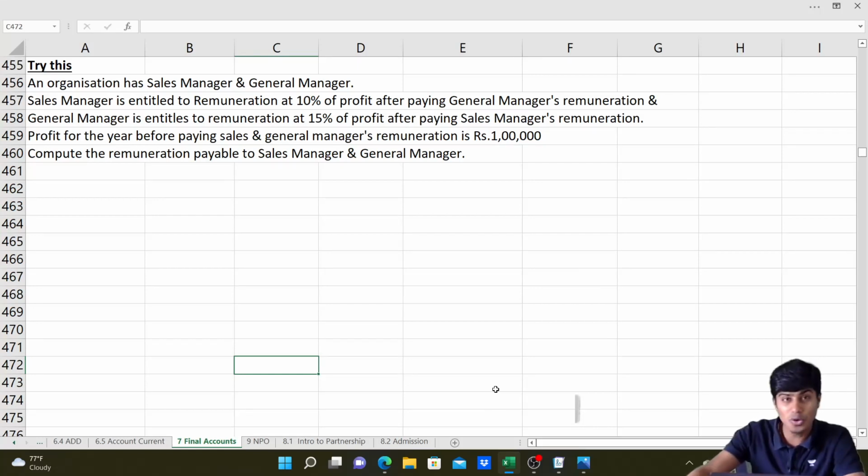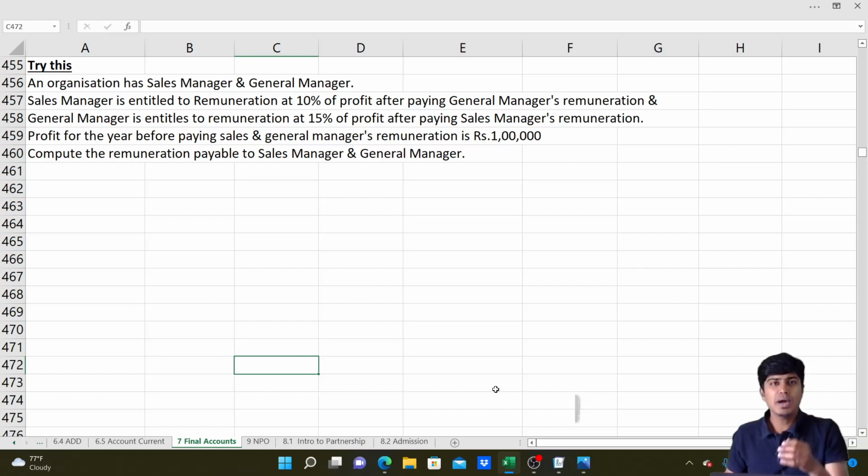What we're going to discuss is this question. It is a little tricky question. You can find this question in the chapter of final accounts of sole proprietors, non-manufacturing entity, of course. In this question, they want us to compute the remuneration to the manager.